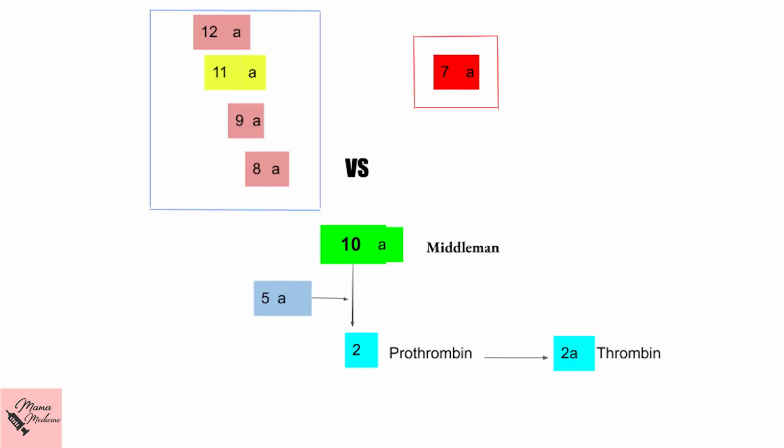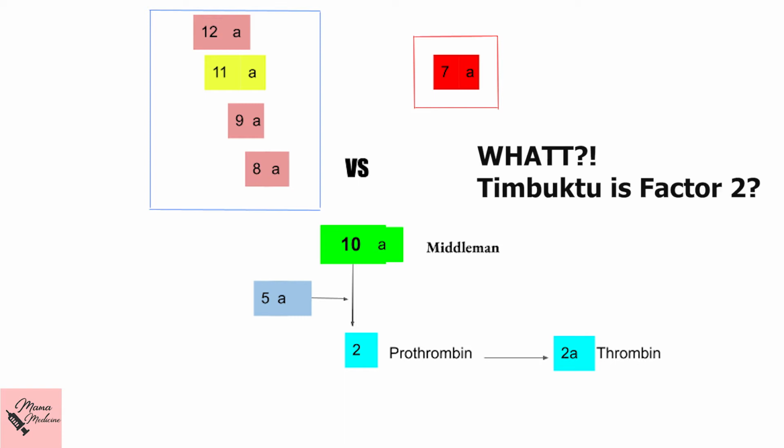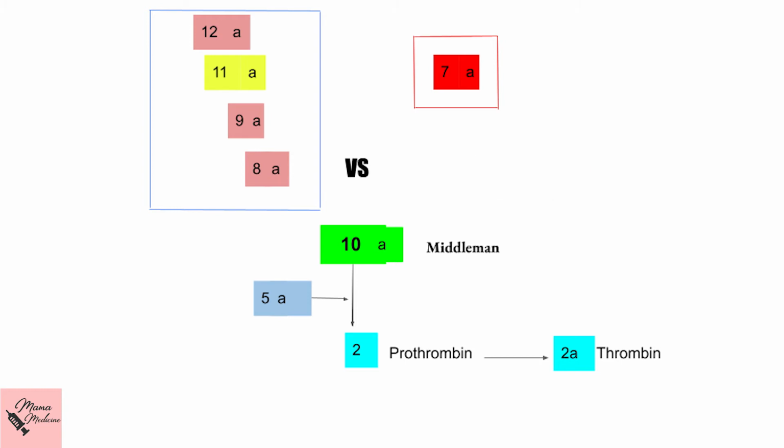All of the soldiers were surprised to see that Timbuktu was actually Factor 2, and Factor 2 was his true identity, and 10 could only help them reach factor 2 with the help of his assistant factor 5. So, this was the Battle of Timbuktu.